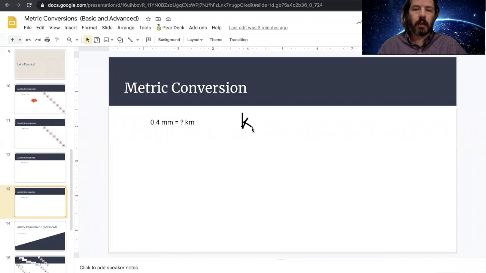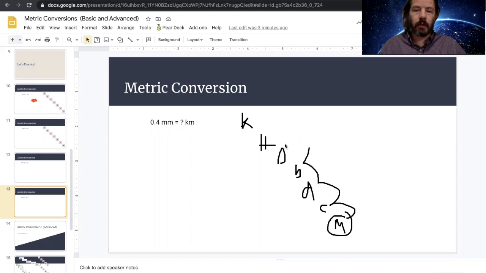All right. King Henry died by drinking chocolate milk. So this one, 0.4 millimeters. I'm here at millimeters and I'm going to kilometers. 1, 2, 3, 4, 5, 6. So I move to the left. The decimal's here. So 1, 2, 3, 4, 5. Oh, really tiny number.